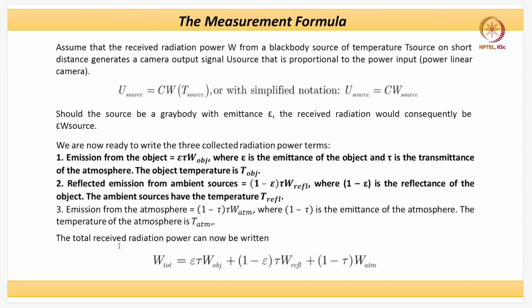So the total received radiation power can now be written as a sum of three terms. One term is definitely from the object. The other one is coming from the reflected emission from the ambient sources. And the last term is coming from the atmosphere itself. Remember, 1 minus tau is the emittance of the atmosphere, and a part of that emittance is transmitted through the atmosphere, and that is what actually reaches here. So this is the total received radiation power that is incident on the camera.